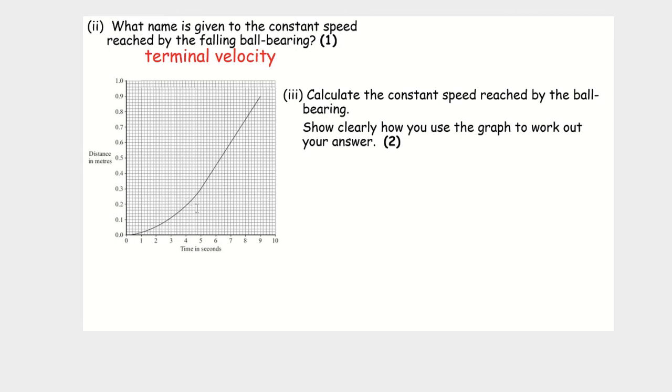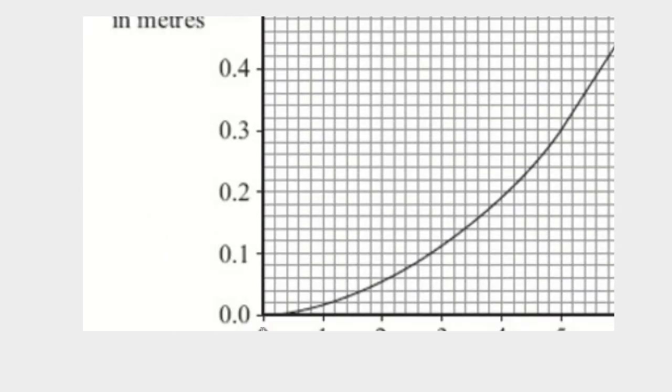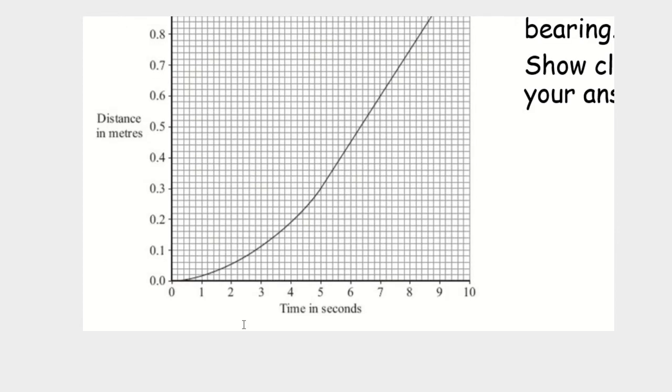Now in the graph there we said the constant speed is this straight line section here, and in order to work out a speed we're going to have a distance, we're going to have to work out a time, and it's essential that you learn how to show clearly how you use a graph. So what we'll do is we'll zoom in on the graph like so, and we'll try and get our distance and our time.